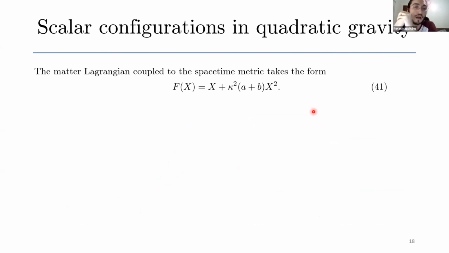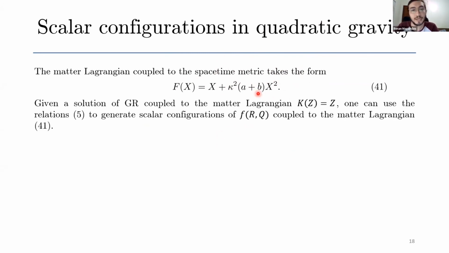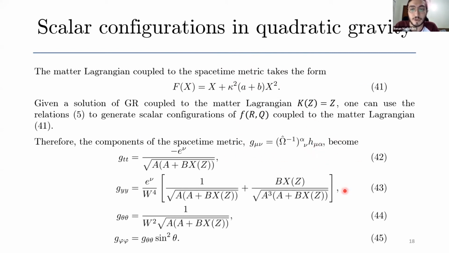After we apply the previous equations in the seed metric, we will find a new configuration in f(R,Q). This configuration will be coupled to this matter Lagrangian here. Here we can notice an interesting feature of this mapping procedure: the nonlinearities of the gravitational sector are carried to the matter sector. As you can see here, we have a nonlinear dependence on the kinetic term capital X. Applying the map, basically using equation 5, we find that the scalar configurations in f(R,Q) coupled to this matter Lagrangian are now given by these metric functions here.